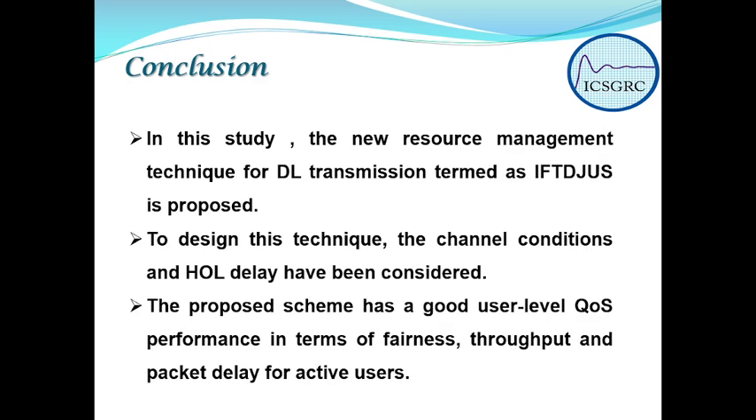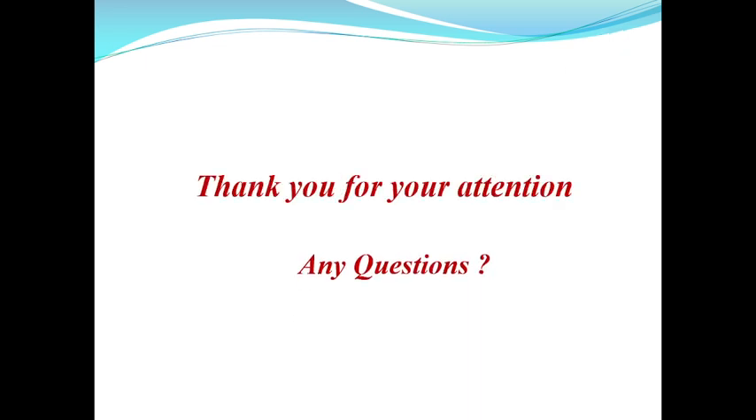Finally, in conclusion, in this study, a new resource management technique for downlink transmission, termed improved fairness throughput delay joint user scheduling, is proposed. To design this technique, the channel conditions and head of line delay have been considered. The proposed scheme has a good user level quality of service performance in terms of fairness, throughput, and packet delay for active users. Thank you for your attention and questions.